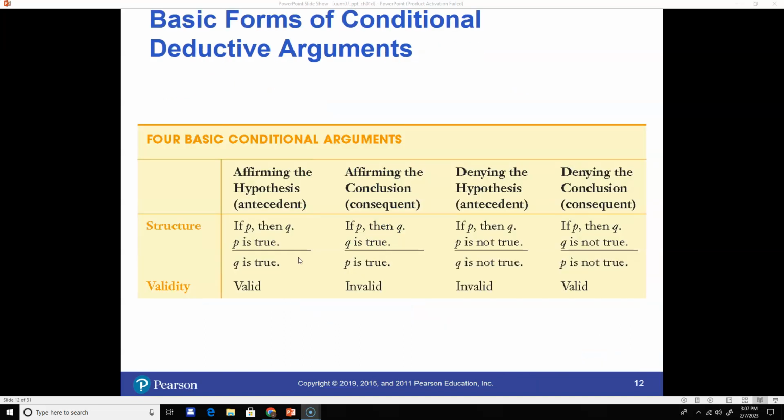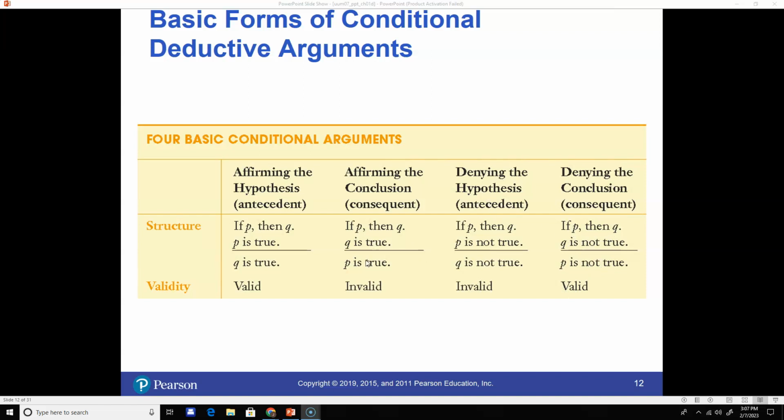Okay, so the basic forms of conditional deductive arguments, basically we're talking about whether or not they're valid. So the two that are valid are the first and then the last. So if P is true, then Q, and Q is true, this is a valid argument structure. If P, then Q, where if Q is not true, then P is not true. This is also valid. This is an example essentially of the contrapositive. But the problem here is, again, this is not going to be an example of a sound argument because your premise P is not true.